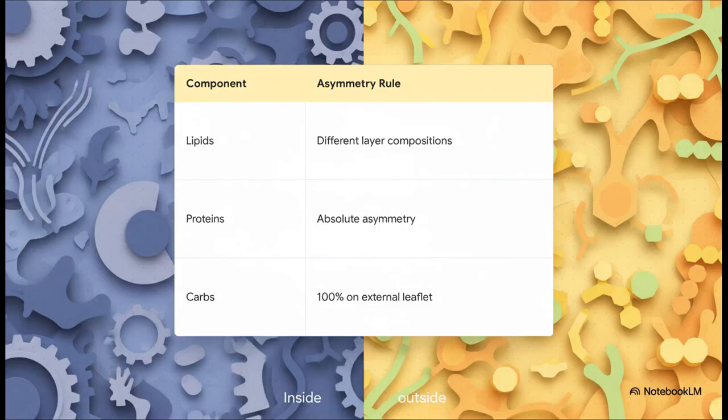Because that flip-flop movement is so incredibly rare, it allows the membrane to maintain strict asymmetry. Essentially, the inside of the wall looks completely different from the outside. Lipid compositions vary drastically between the inner and outer layers. Proteins feature absolute asymmetry. Their outer-facing domains are built for recognition, while their inner domains are specifically built to attach to internal structures. And, as we just covered, carbohydrates are 100% located on the external side. It is a highly organized, dual-faced structure.